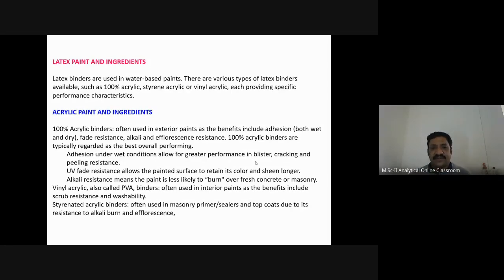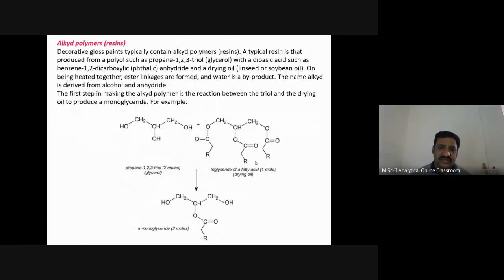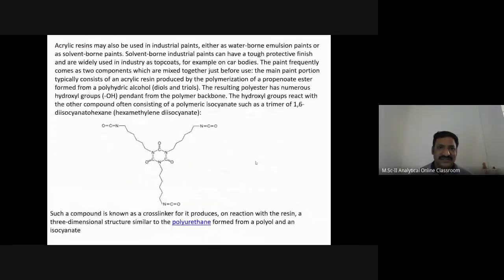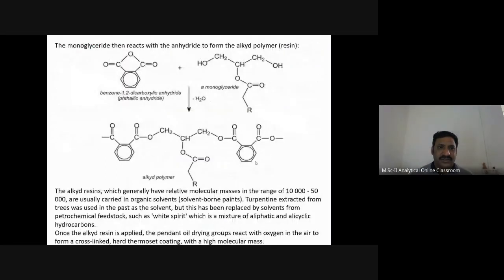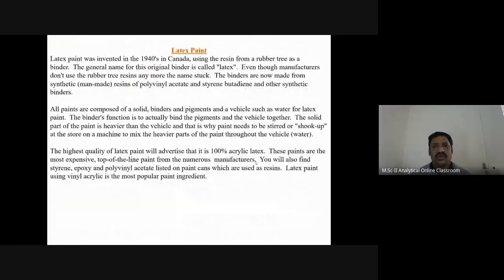So latex depends upon what? Binders. We saw all these points last time, and the most important binders are what? Acrylic polymers, that is resin, alkyd polymers, resins, epoxy polymers, resins, and we also saw different examples of such types of binders. So in modification of binders, you also mention all these types. Okay, and today, what do we want to see? The latex paint.